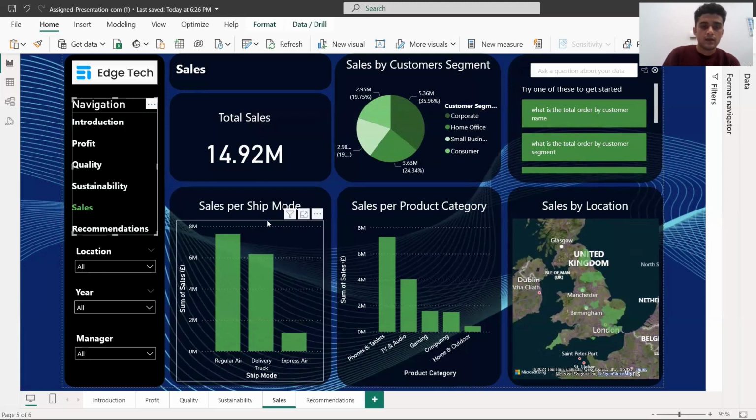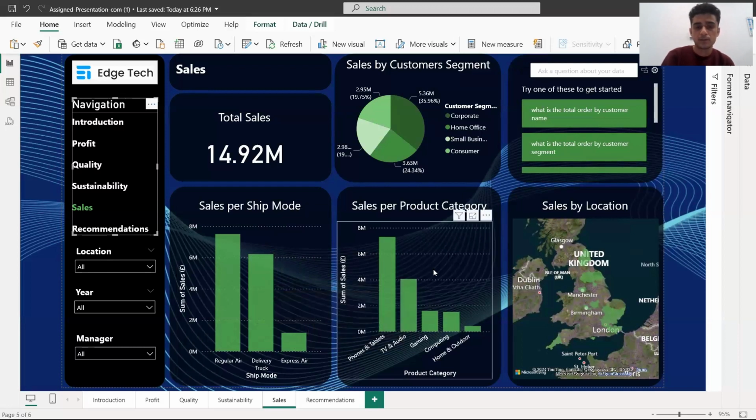Then here we can see the sales per ship mode. The regular air is the method selected by most of the customers. The total sales generated from this method is 7.5 million. In the middle, we can see the sales generated from the delivery truck, which is 6.2 million. And last, which is really an expensive method, express air, the total sales generated from this method is 1.1 million. Then we have the sales per product category, and phones and tablets.